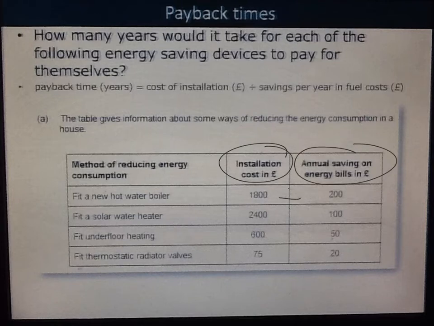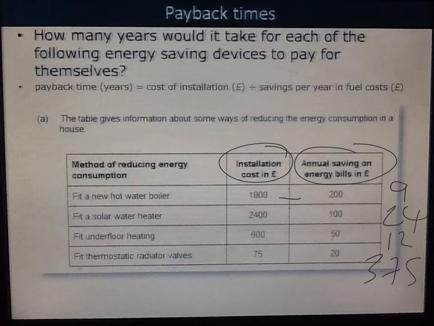So you can just do a divide, and we can work out that 1,800 divided by 200 gives us 9 years. If we do this solar water heater, we're doing 2,400 divided by 100, which will give us 24 years. If we do the underfloor heating, we get 600 divided by 50, which gives us 12 years. And finally, for the radiator valves, it's 75 divided by 20, which gives us 3.75 years. So in terms of the energy saving device that will pay itself back quickest, well, that's the thermostatic radiator valves.